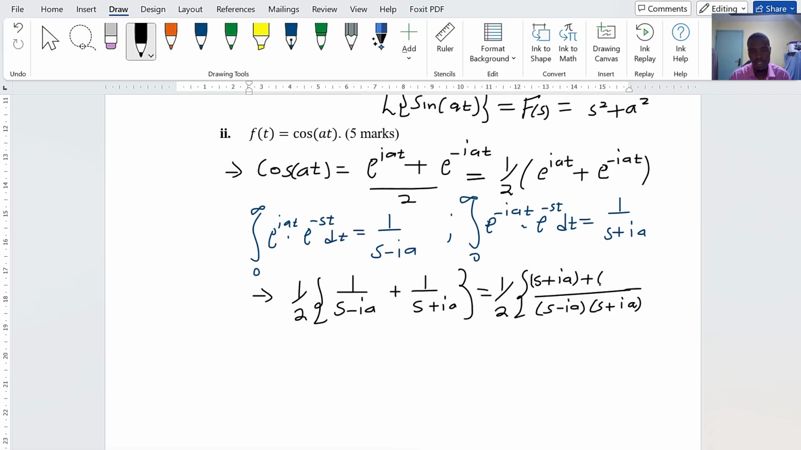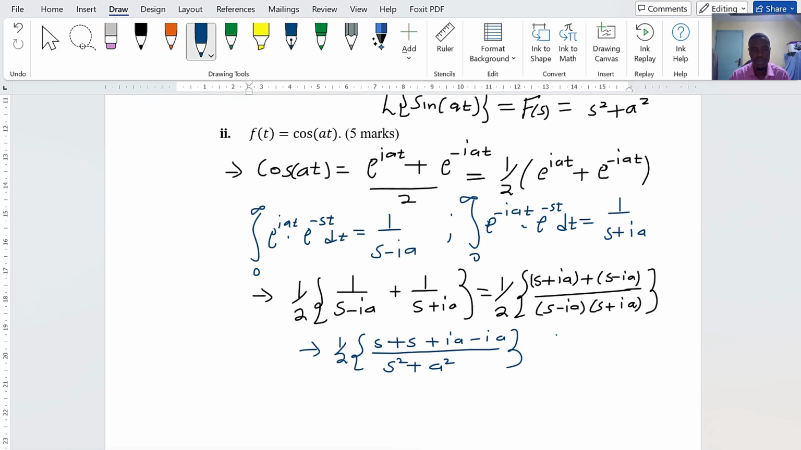Then plus the positive goes the negative times, so it is s minus ia. And then we close here. So when we do that, you're going to have 1 over 2 into s plus s plus ia minus ia, all divided by, for multiplying a complex number and its conjugate, we simply have s squared plus a squared. That is another thing we applied from topic 2.